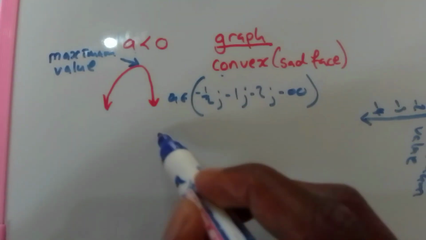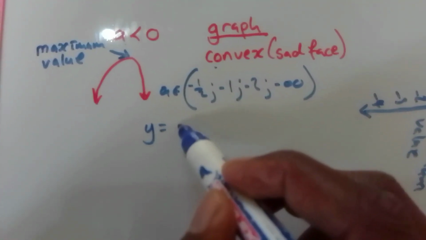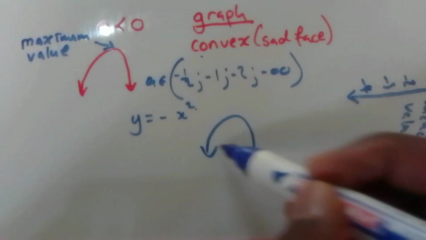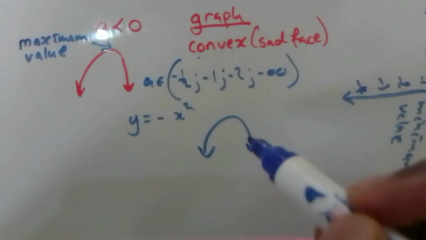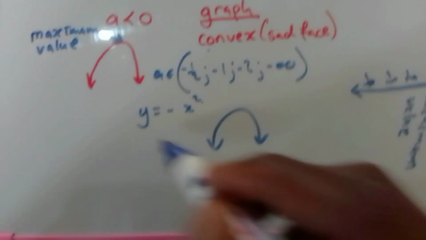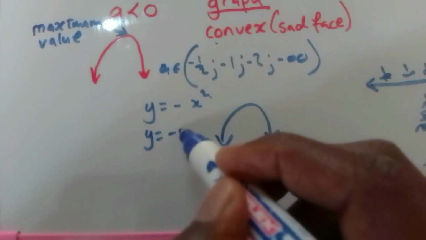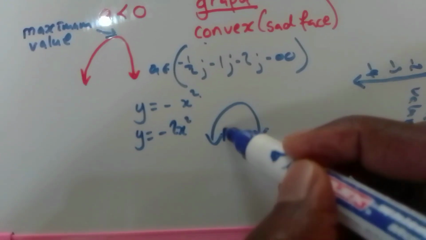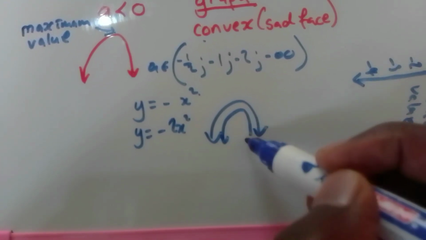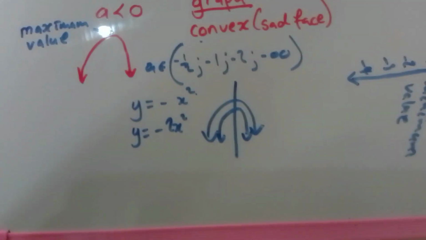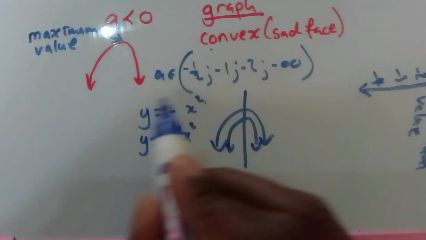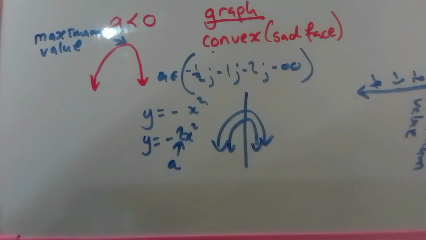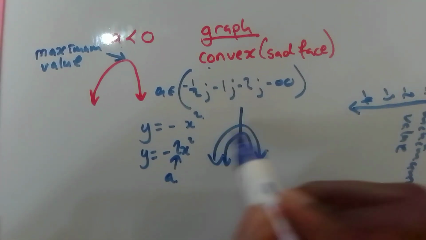So this is the shape that you get. You'll be having y is equals to, let's say, negative x squared. If you want to see the shape, go to the previous video, the first video on the parabola. It will be like this. Or when you have y is equals to negative 2x squared, it will be shaped like this, but it will be closer to the y-axis. So the a here is negative 2. This is the type of graph which you get.